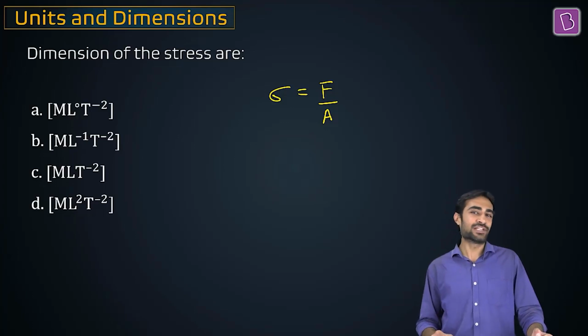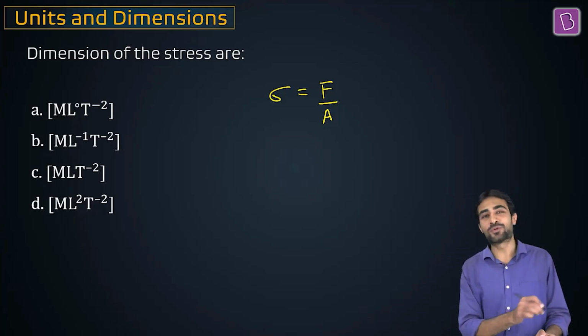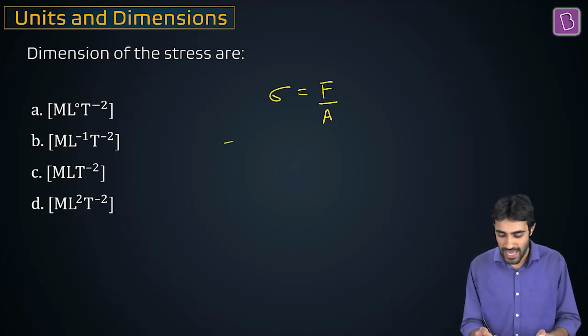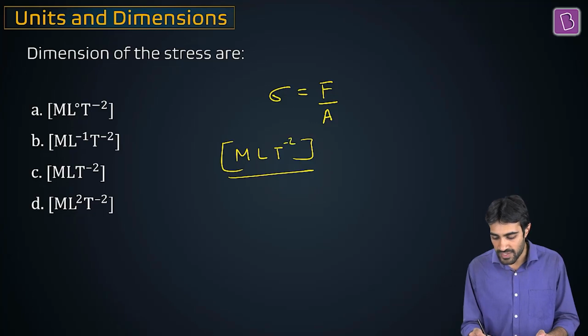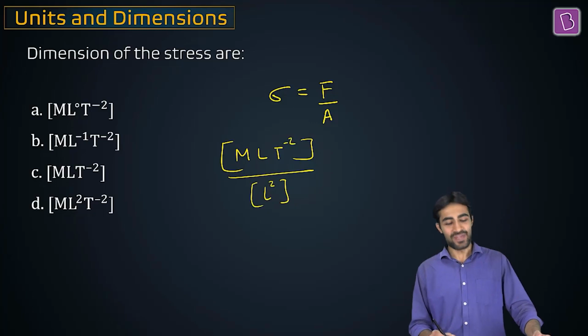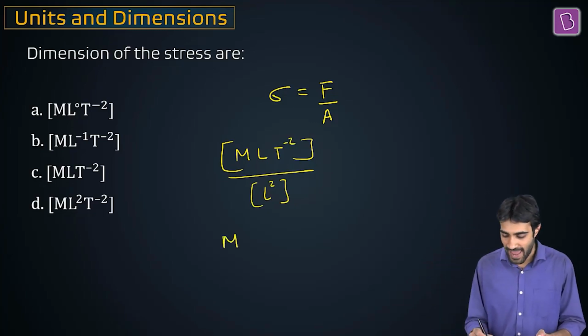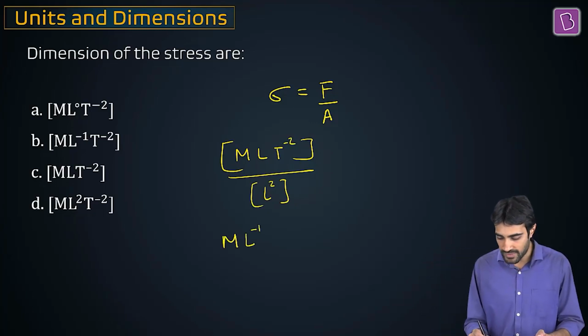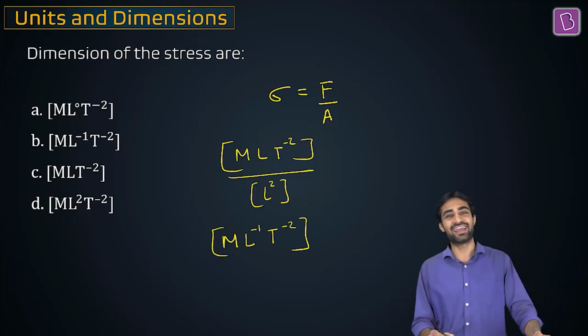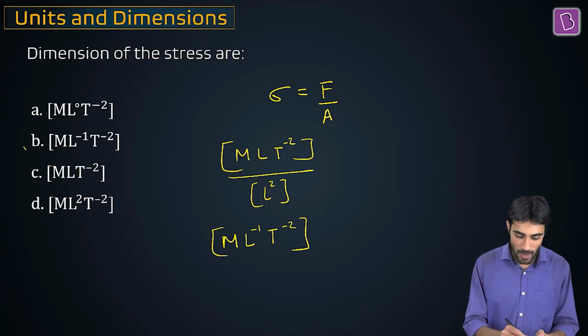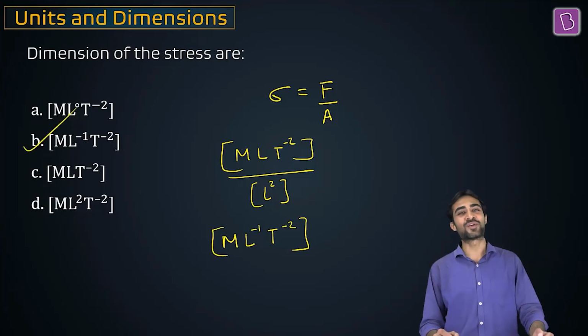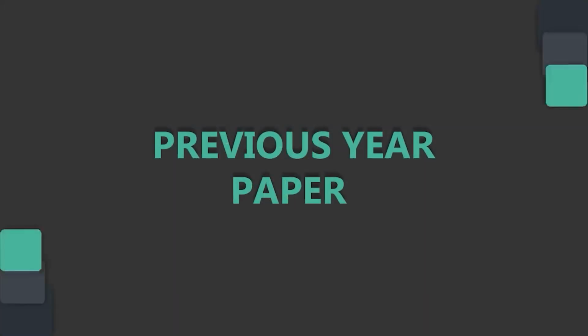And the dimension, well, this is easy. You know, force is mass into acceleration. So the dimension of force is M L T raised to power minus 2. And the dimension of area is L square, right? And we can see the dimension of stress will be M L raised to power minus 1 T raised to power minus 2, right? So option B is the right answer for our question.